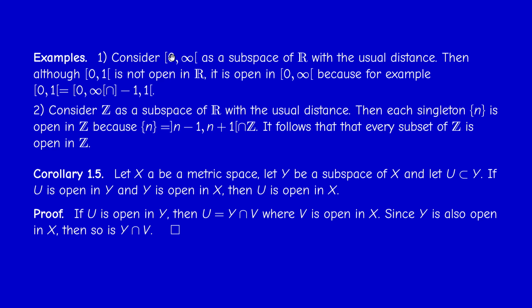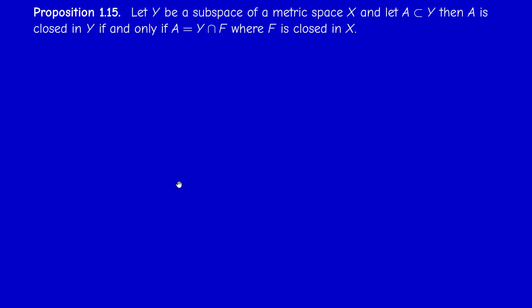So this was not the case here, because (0, infinity) is not open in R. This is why (0, 1], semi-open, is not open in R. Okay. Now, what about closed sets? We have a similar characterization.